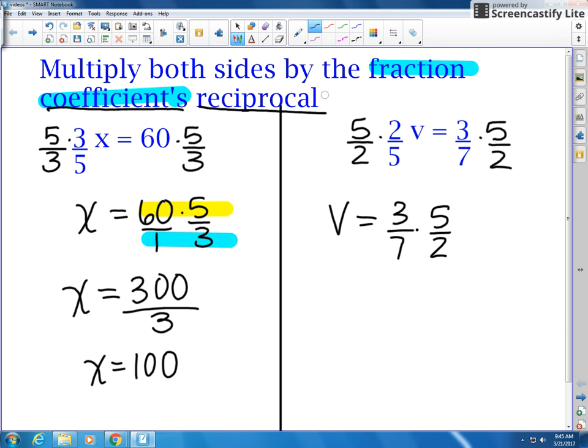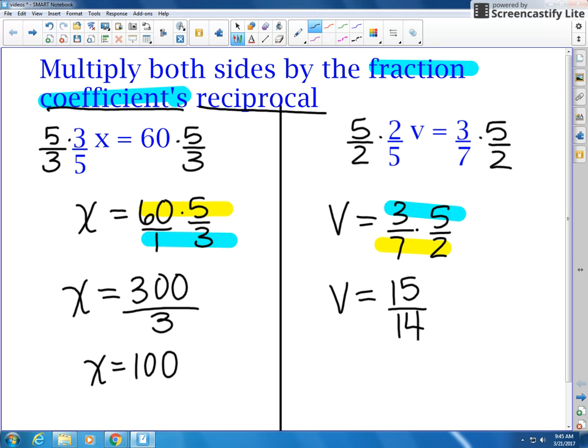Again, if I multiply fractions, I am just multiplying straight across. No common denominators are needed because I'm figuring out how many sections of one that is, if you think back to our area models for multiplying fractions. So I'm left with b equals 3 times 5 is 15. 7 times 2 is 14.